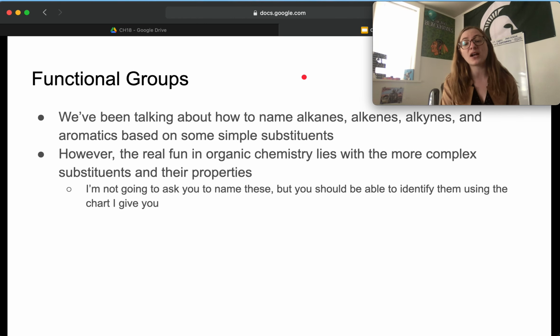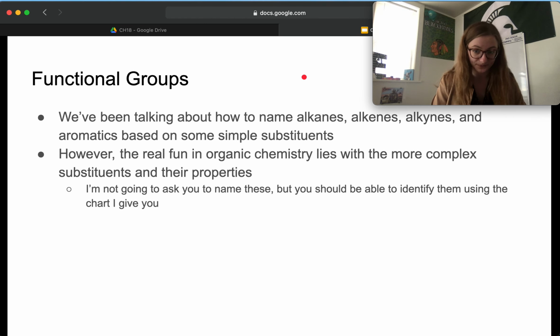So I'm not going to ask you to name these, but I do want you to be able to identify them from the chart that I give you. The book does talk about how to name them. Again, we are not going to name these. I just want you to be able to look at a structure and identify the functional group and its name using a chart. So I'll walk you through it. I'll show you how to do that.